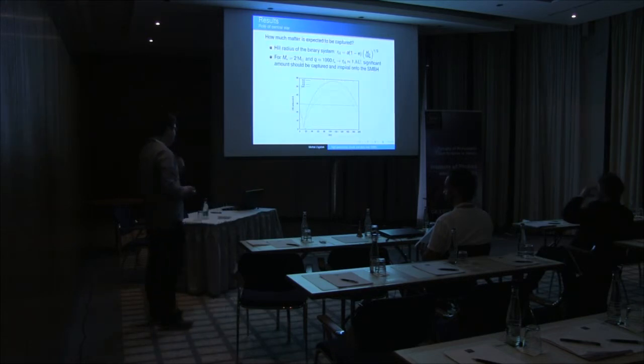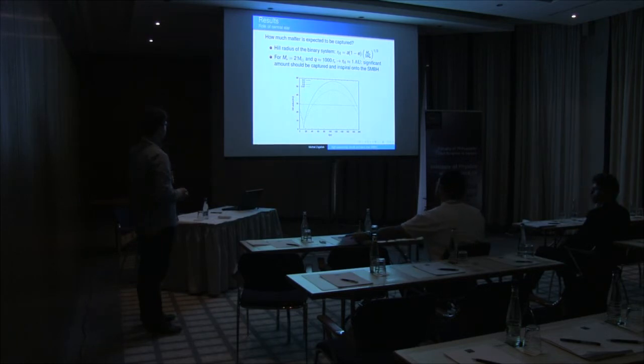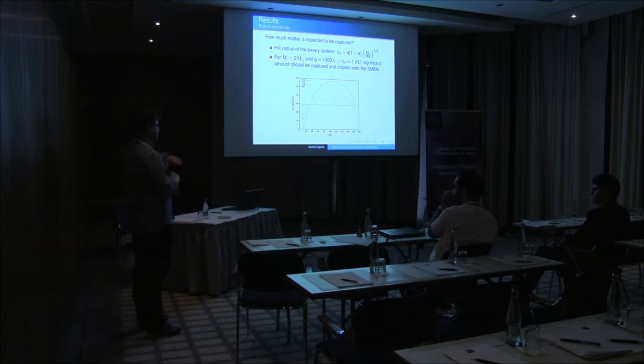In order to simply estimate the number of particles that can be captured, one can compute the Hill radius of the binary system of the star and the supermassive black hole, and for typical parameters, in this case, it is about 1 astronomical unit. So in combination with hydrodynamic drag, we may expect that if the structure is extended, most of it should be captured and deviate from the original elliptic trajectory.